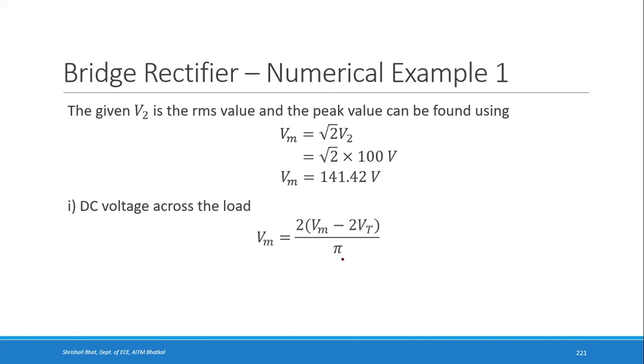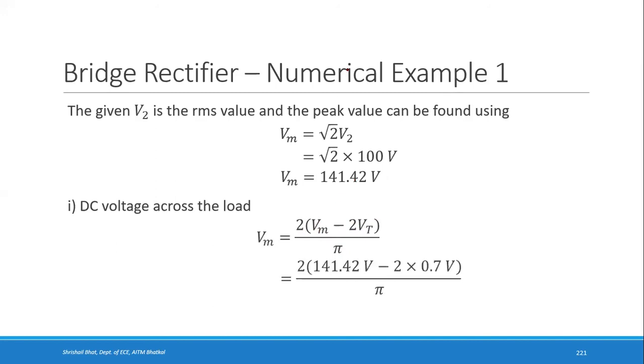If it was a full wave rectifier with two diodes and Vt was given, you would need to consider Vm minus Vt, because that much voltage drop is absorbed in the diode. That will be the voltage drop across the diode. But here, since it is a 4 diode bridge rectifier, you have to consider 2 times Vt, because 2 diodes will be on. So it is 2 into (Vm minus 2 Vt) divided by pi. This is a change that you need to make when Vt is given.